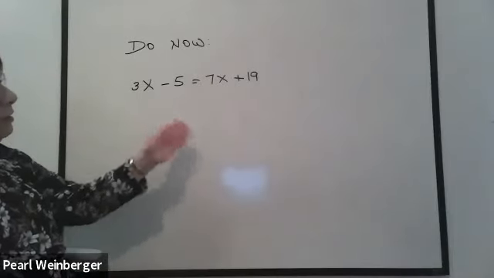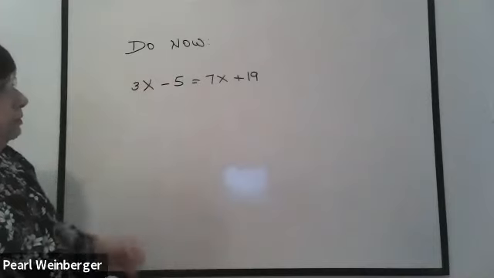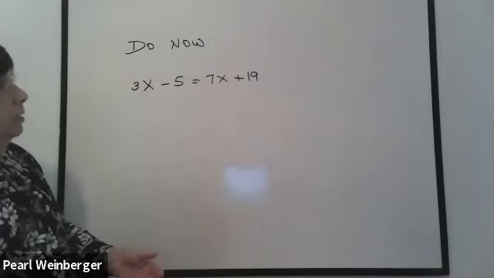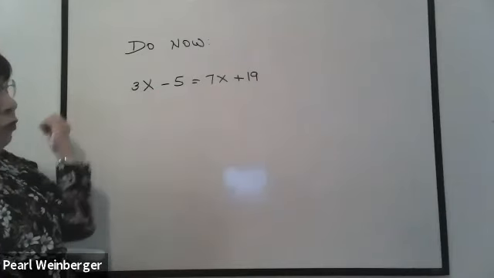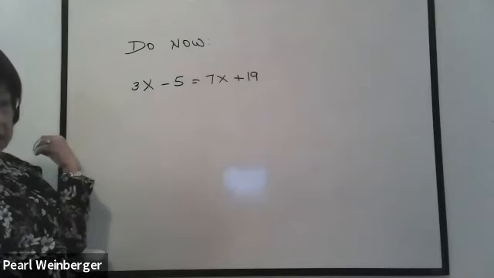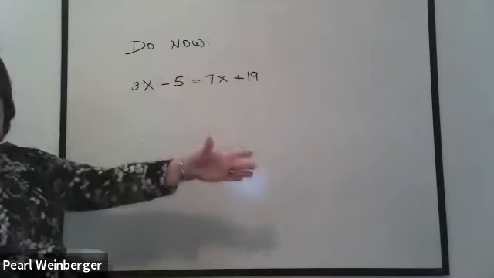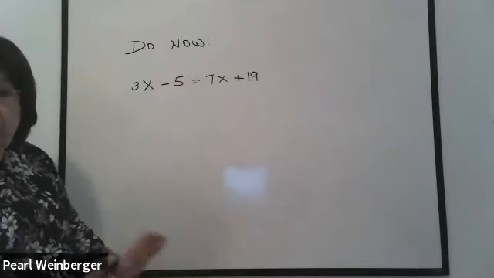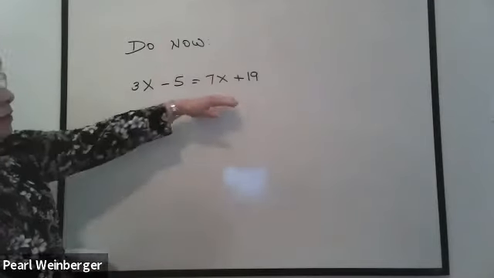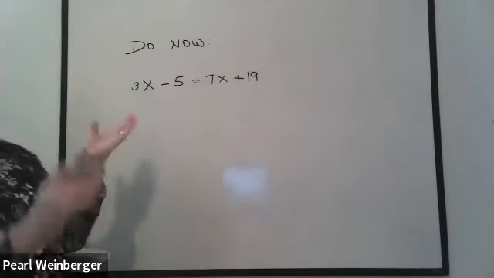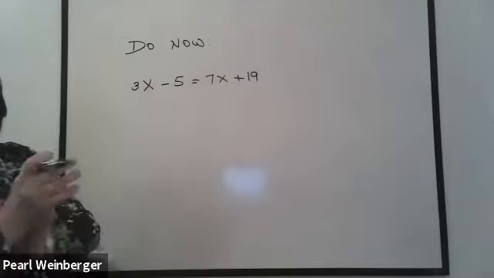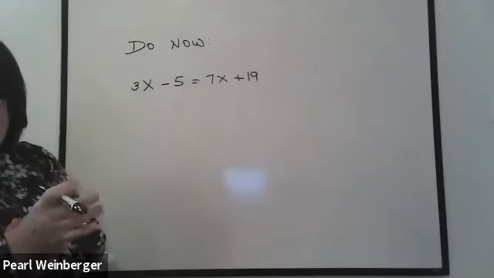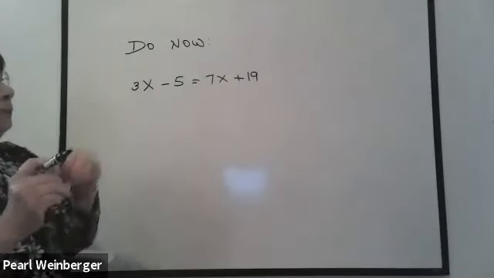That being said, let's deal with this. What we want to end up with is having all the variable, all the x's, on one side, and all the numbers on the other side. That's our first purpose. Now, the first thing we do is look if there are any parentheses. There aren't any. If there were parentheses, that would be our first step. We would remove the parentheses.